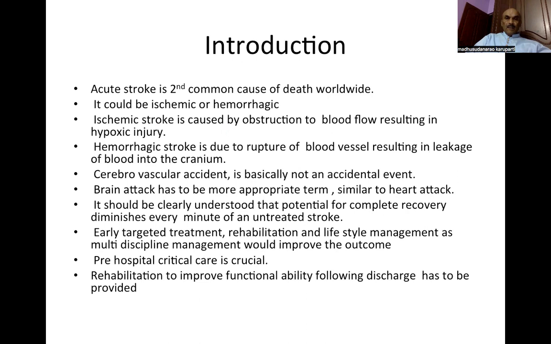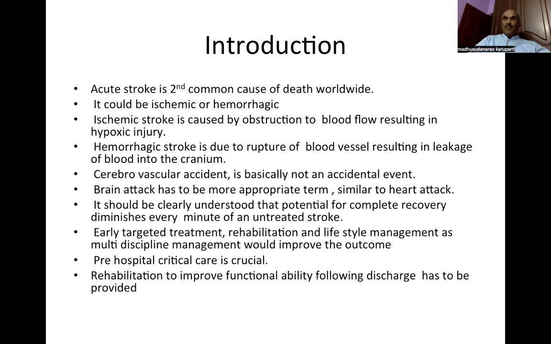Coming to the introduction, acute stroke is the second common cause of death worldwide. It is the second common cause of death all over the world. Well, it could be ischemic or hemorrhagic, right? Ischemic stroke is caused by obstruction to blood flow, resulting in hypoxic injury to the brain tissue.